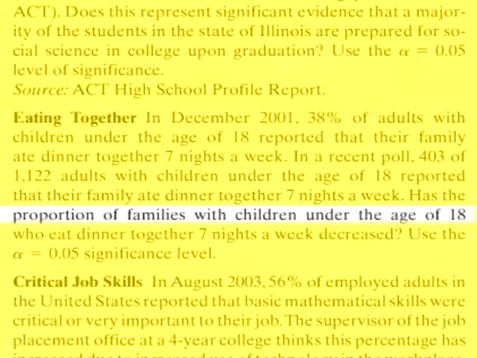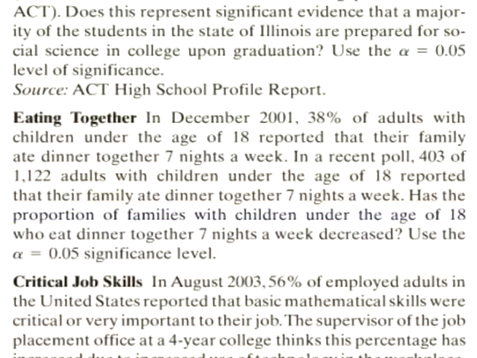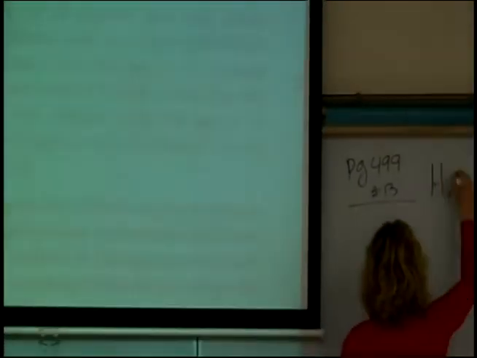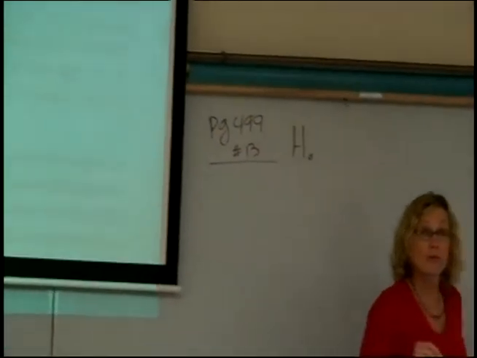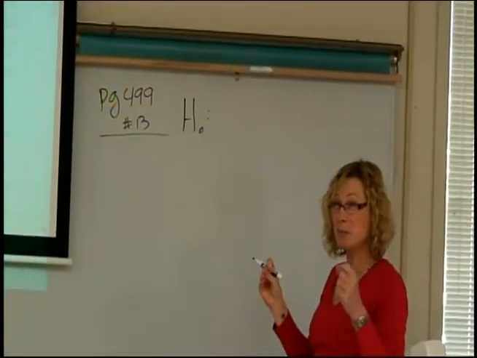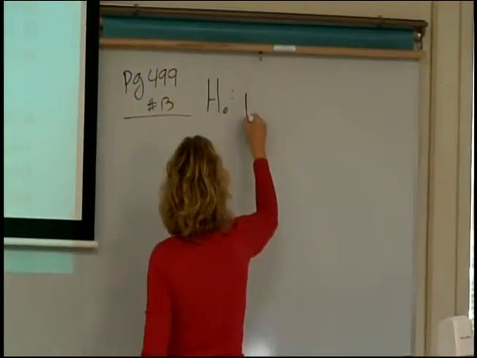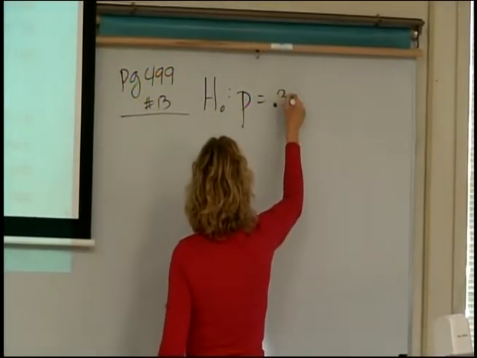Has the proportion, keyword, of families with children under the age of 18 who eat dinner together 7 nights a week decreased? Okay, keyword. Use the 0.05 significance level. All right, let's do it. So what's our established proportion? 38%. We can't do math with a percent, right? So you got to switch that to a decimal. 0.38. Good.